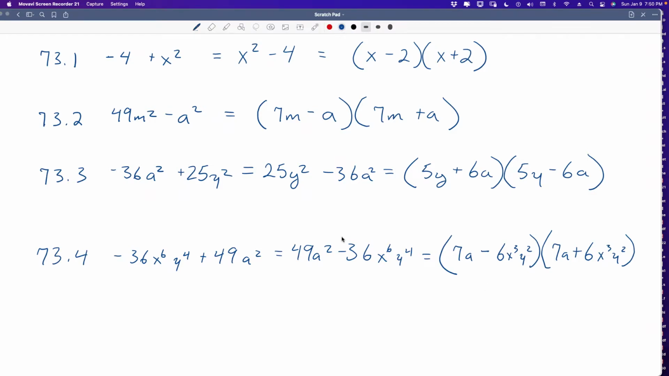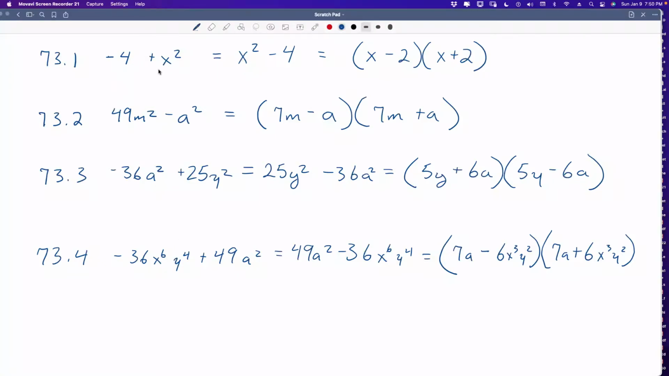All right, so first I have to apologize. I wrote negative 36x to the third power. It should have been to the sixth power. Apparently when I wrote it, I was already factoring in my head. That should have been a 6. So if you had trouble with 73.4, it's my fault. And if that clears that up for you, okay, that should tell you what I did wrong.